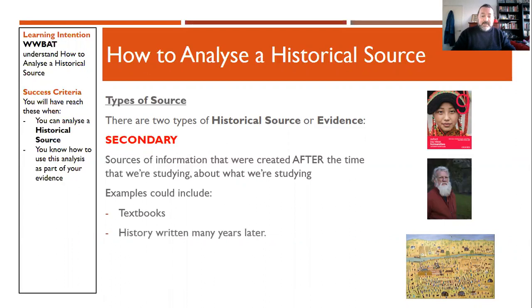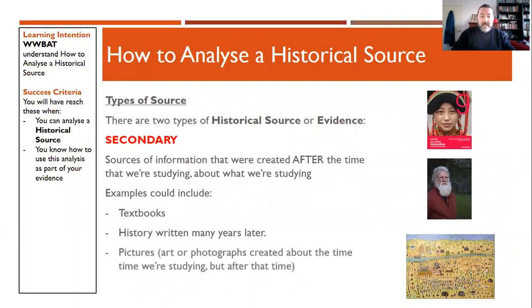They could also include history written many years later. As I've said, what we're looking at here is going to be the colonization of Australia, and somebody who's written extensively about that would be a historian such as Bruce Pascoe, who's written many books, including the very well-known Dark Emu. It could also be pictures, art or photograph created about the time we're studying, but after that time. So this is done by a contemporary artist whose name currently escapes me. I believe her name is Gibson. Her surname is Gibson. She was born in 1944, and I think this was created in 2015.